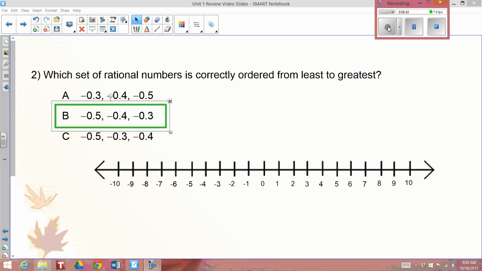Ordering negative numbers is never easy. However, you can use a number line to help you. And then you can use the trick that if it's negative, the greater looking the number is, the less value it has. So as you can see, the answer is B. Negative 1/2 is less than negative 4/10, which is less than negative 3/10.